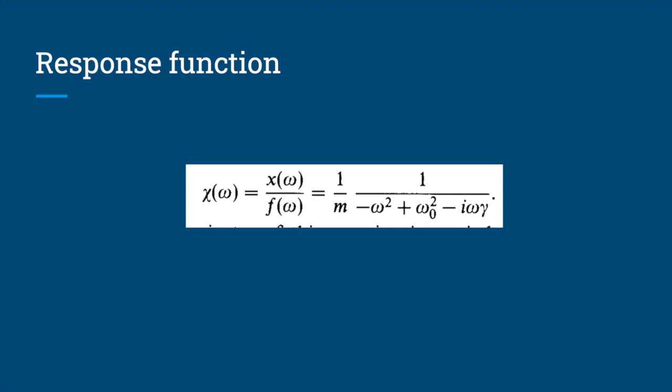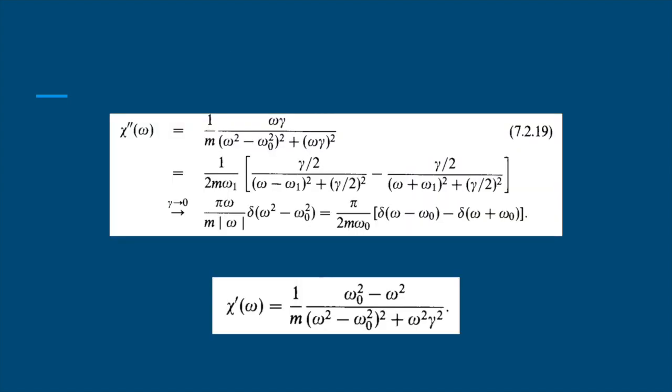We can also see that chi double dash of omega is real and odd in omega. Basically this is the imaginary part of the response function, and it has a Lorentzian distribution, and this is the real part of the response function. This is positive for omega less than omega naught, tending to 1 by k as omega tends to 0, and it's negative for omega greater than omega naught. It tends to minus 1 by m omega square as omega tends to infinity, just like we discussed, and it's 0 at exactly omega equal to omega naught.